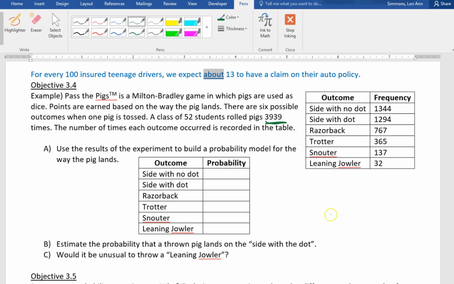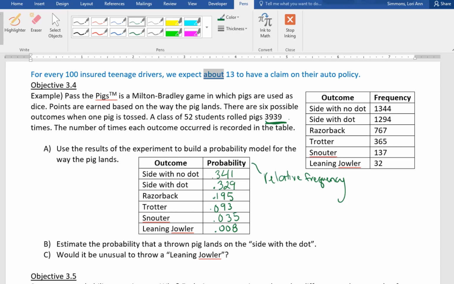So first, let's look at A. Use the results of the experiment to build a probability model for the way the pig lands. So really, for this probability, we've already done something like this. It was called relative frequency. Remember, you take your frequency and divide by the total. So when you do that, you get 0.341 here, 0.329, 0.195, 0.093, 0.035, and 0.008. So again, we're just taking the frequency of each one and dividing it by the total.